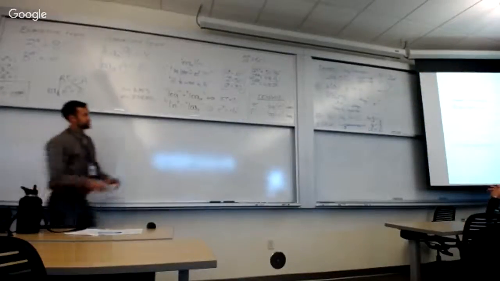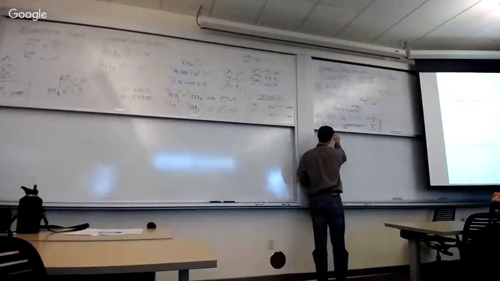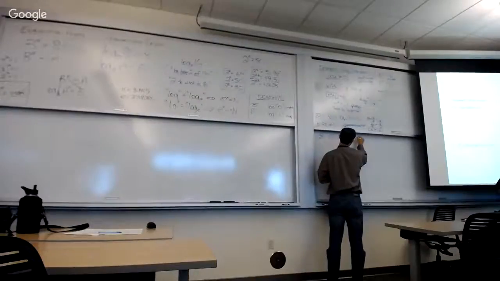Okay, let's try another one. Number 23. We have f of x is the log of x squared plus 9x plus 18.